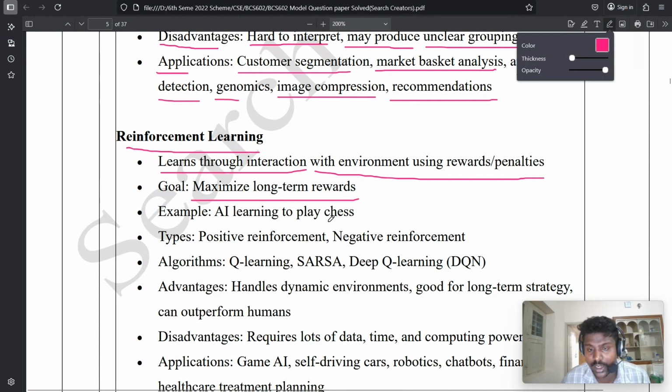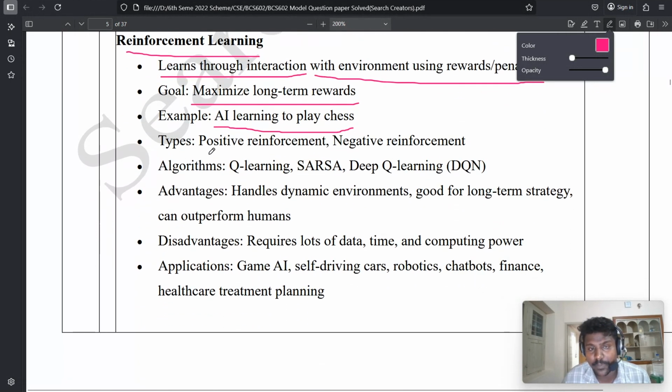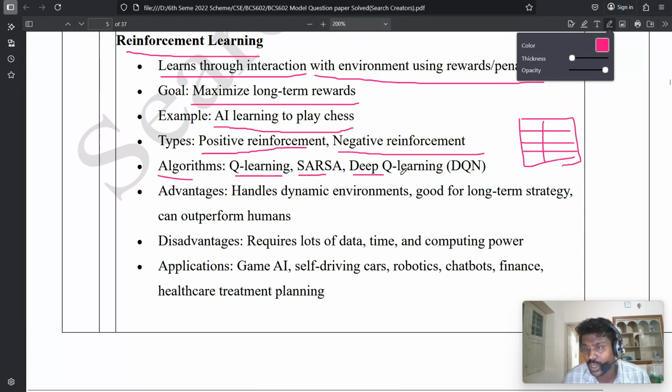Example, AI learning to play chess. You may already play chess, so I hope you know this example. The types are positive reinforcement and negative reinforcement, as on a chessboard, where you can play a game like this. And next, the algorithms are Q-learning, SARSA, Deep Q-learning, DQN. These are all the algorithms of reinforcement machine learning.